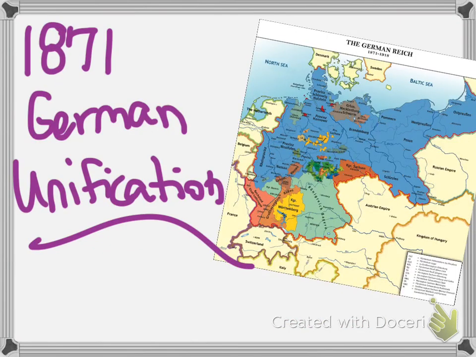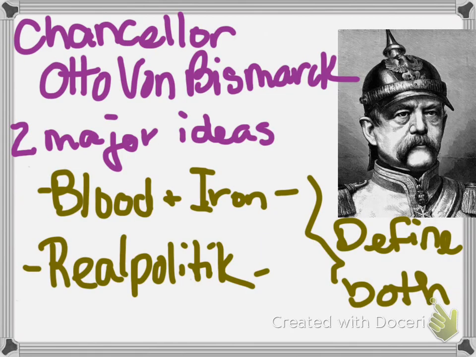Now, in 1871, we're going to have a German unification. The Germans are going to unify, and they're going to do it through blood and iron. They also have a very agitated middle class, but they're going to get a little more support from the nobility. The nobles are looking to benefit from that unification. Now, Chancellor Otto von Bismarck is going to have two major ideas. That's the guy. He looks like a walrus with a hat on in that picture. One is blood and iron. The other is realpolitik. Now, realpolitik and blood and iron are very important. You need to define them both.